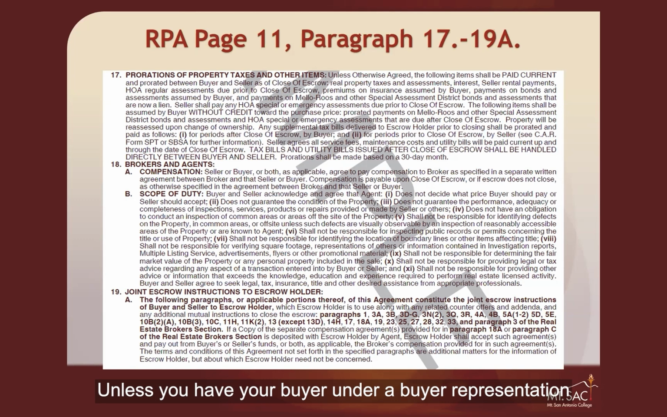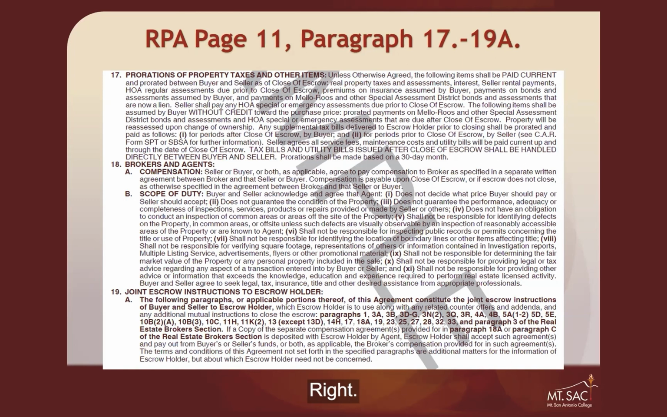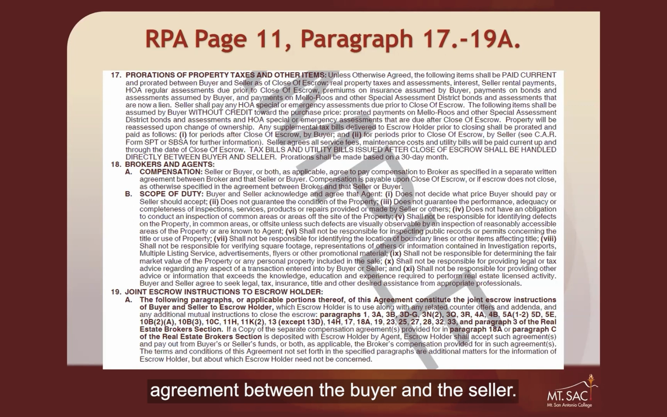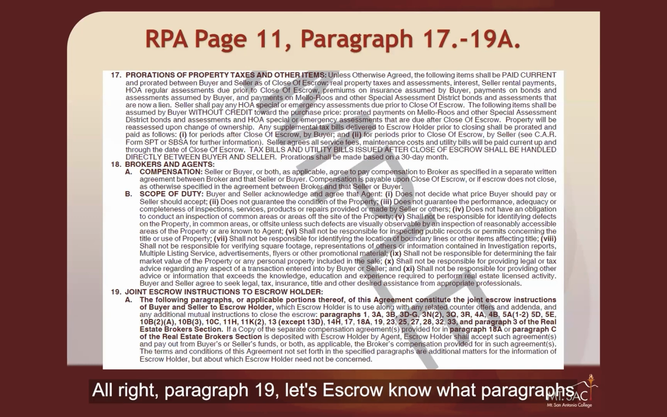Unless you have your buyer under a buyer representation agreement, then that gives you a lot more freedom, right? But you need to keep any mention of your commission, negotiation of your commission, separate and apart from the agreement between the buyer and the seller, because if your commission becomes part of the deal, then you've put your self-interest in front of those of your fiduciary, and that's a violation of law and commissioner regs. So be very careful about that, all right?